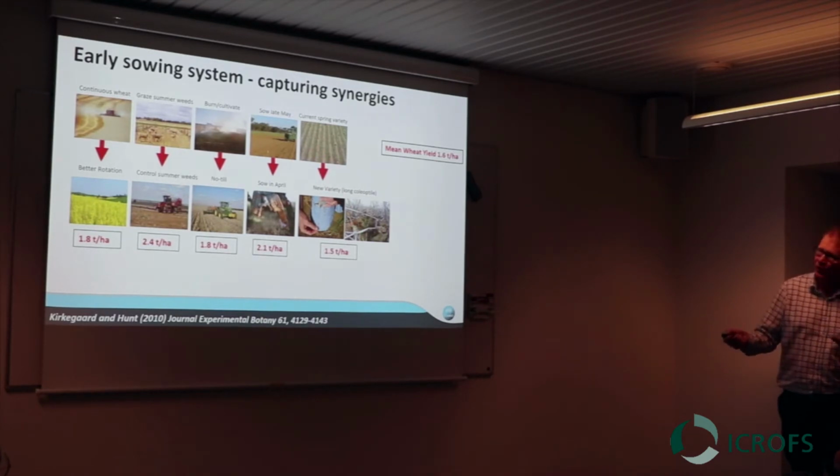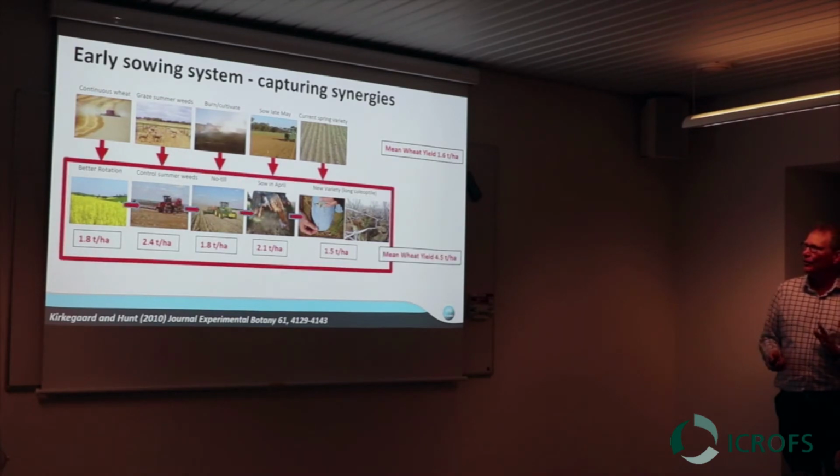But if we put this whole system together, the predicted yield benefit, and what we went on to demonstrate, takes us from 1.6 to 4.5 tonnes. Because we now have a healthy root system, we're storing moisture in the summer with no-till and controlling weeds, we're sowing earlier into that moisture with a longer season variety, and that whole system takes us to 4.5 tonnes, and we've now got farmers achieving 4 tonnes in some of these environments.